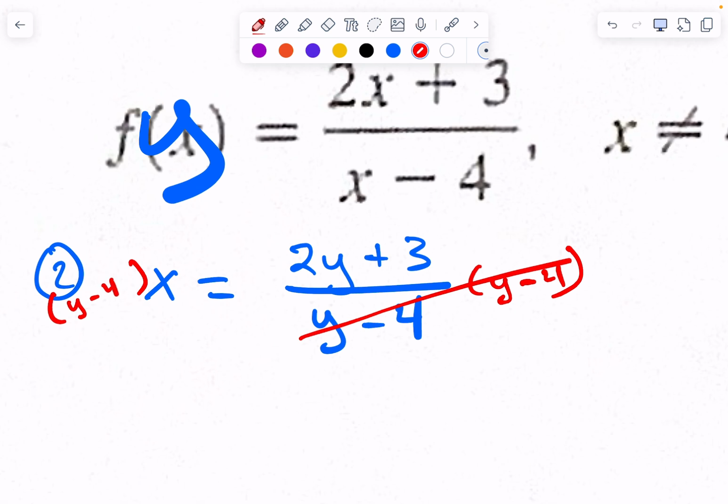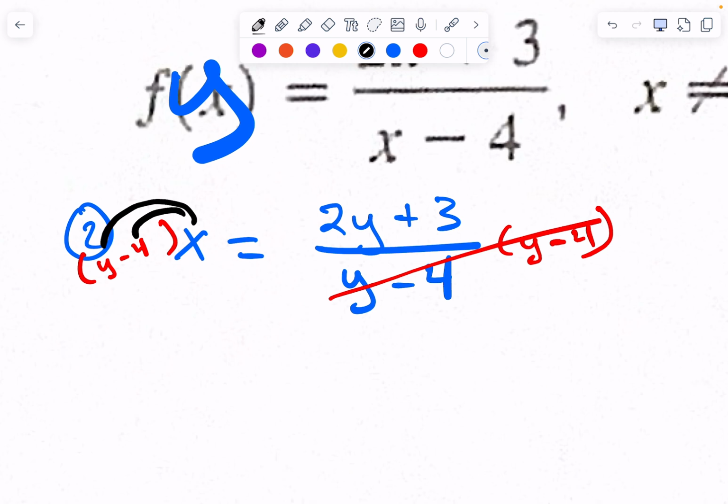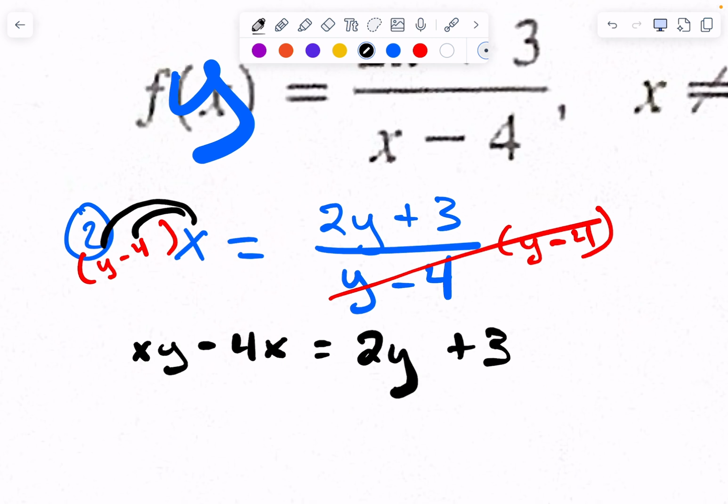I want to be able to get the y's together. So here's what I'm going to do. Normally I wouldn't, but I'm going to distribute this x through here and here. Just hear me out. If I distribute the x through there, what's that look like? xy minus 4x equals 2y plus 3. Got it. Like it a lot.